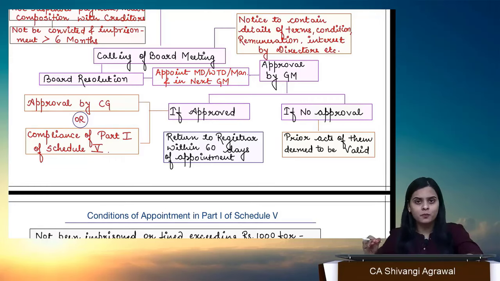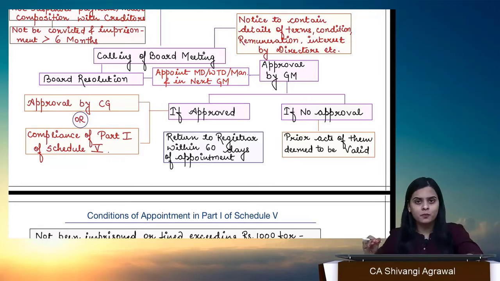If he does not fulfill these conditions, then his appointment is made subject to CG's approval. If CG doesn't approve, his tenure will terminate immediately, right? What are the 4 conditions? First is imprisonment or fine under 19 statutes.